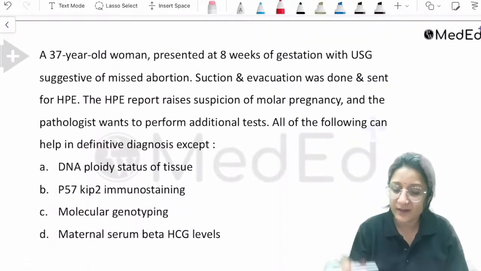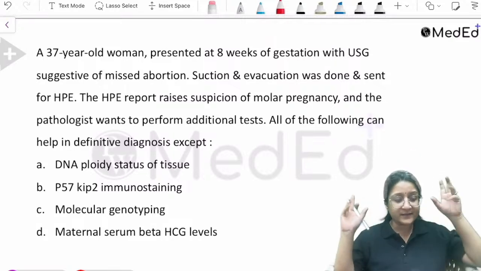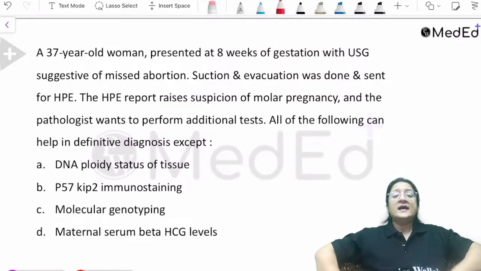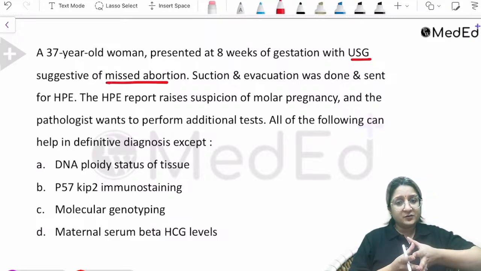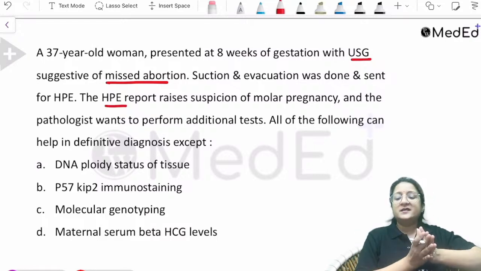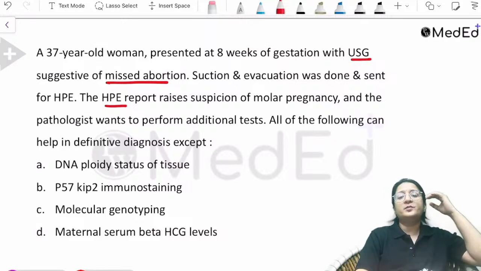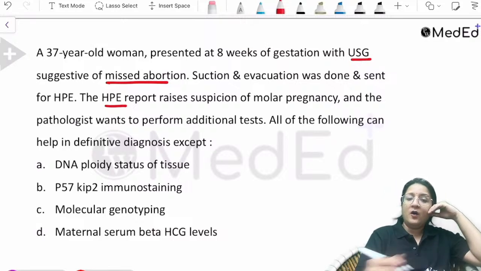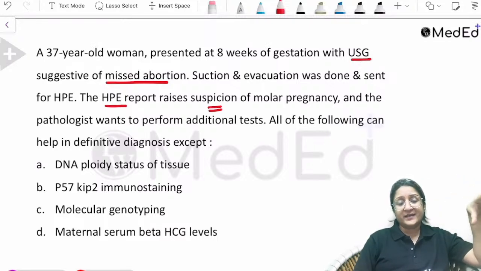And last question. I always keep saying last question and then I remember one more. Last question, definitely last question. A 37-year-old woman presented at 8 weeks of gestation with ultrasound suggestive of missed abortion. Suction and evacuation was done, sent for histopath. Histopath report raises suspicion of molar pregnancy. The pathologist wants to perform additional tests. All of the following can help in definitive diagnosis except.